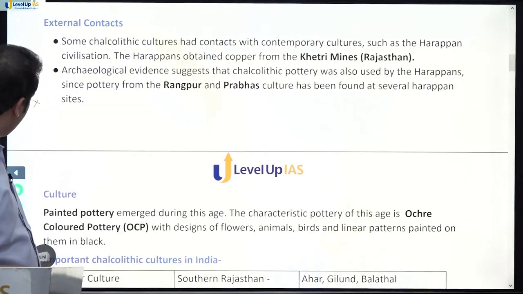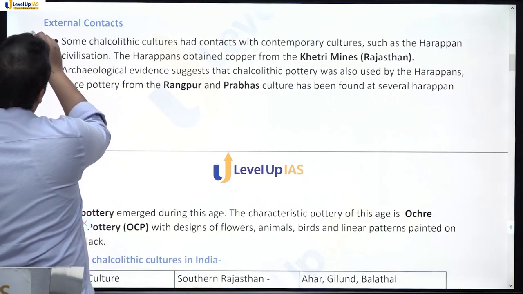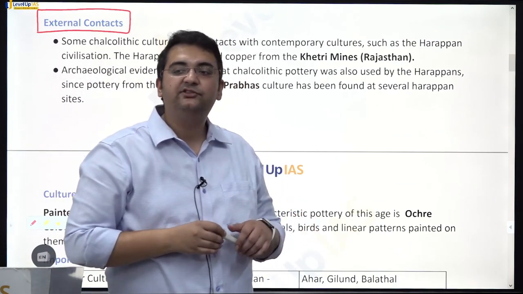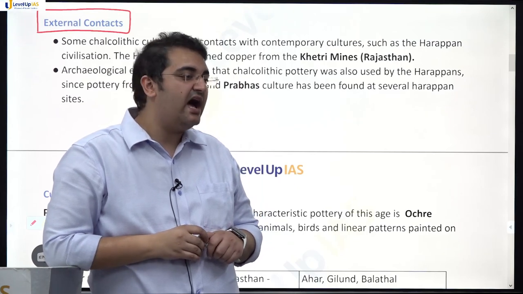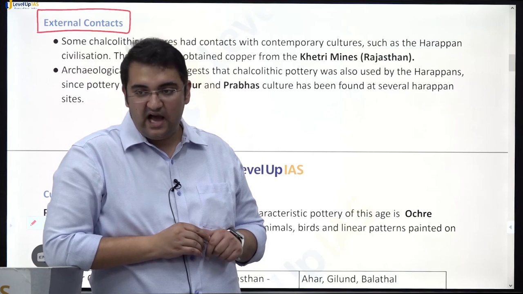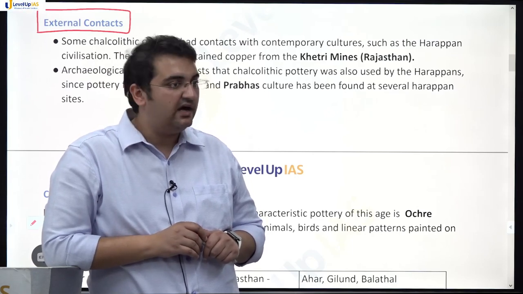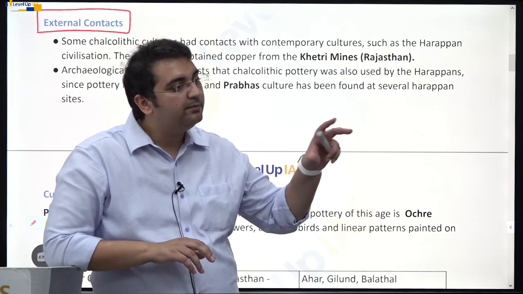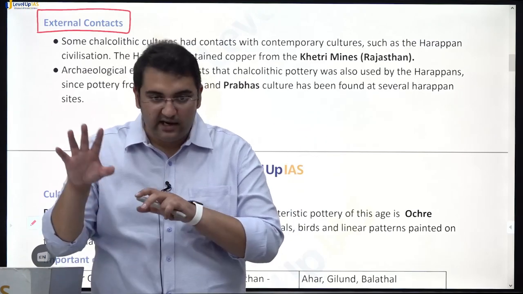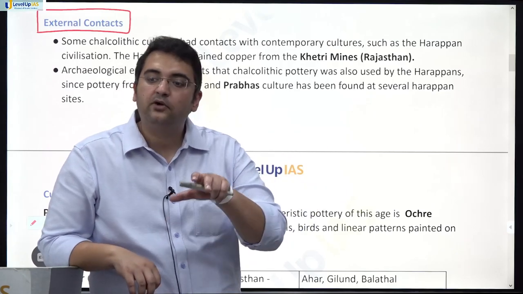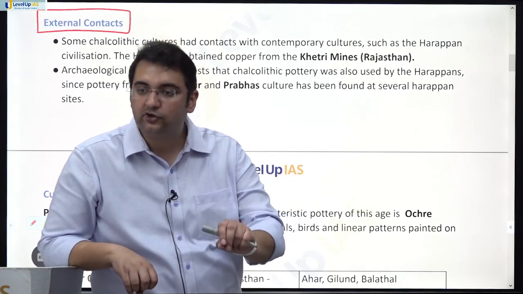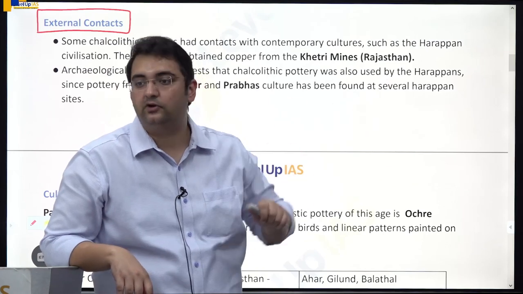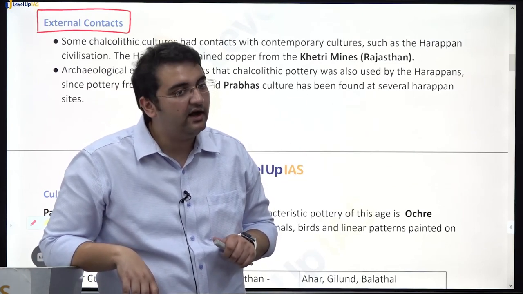Talking about the external contacts of the Chalcolithic people. Now, did the Chalcolithic cultures exist as isolated self-sufficient wholes, or did they have outside contact? They would have outside contact. The scope of human contact would have gone on to continue expanding from the Neolithic period onwards, right? So while a number of distinct Chalcolithic cultures existed in different parts of India, almost all of them could be proven to have had continuous contact, if not with each other, then at least with a contemporary Bronze Age civilization. Kaunsa? The Indus Valley civilization or Harappan civilization.